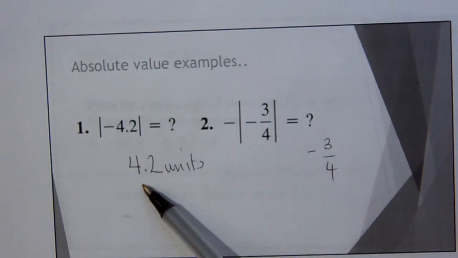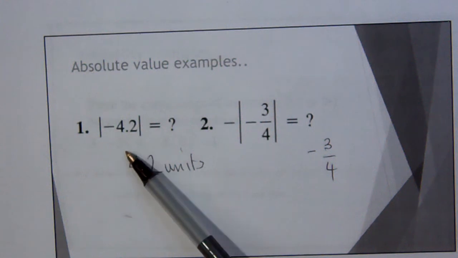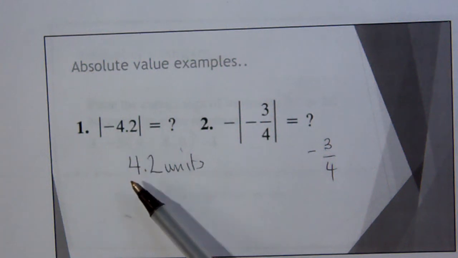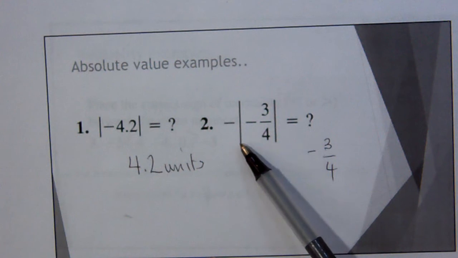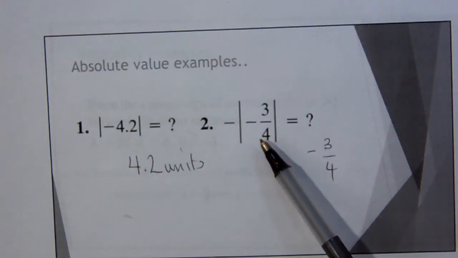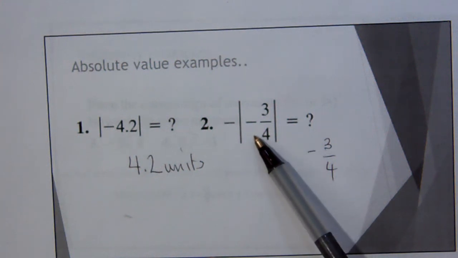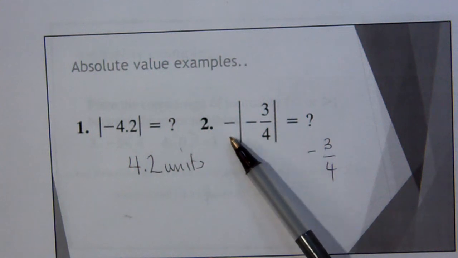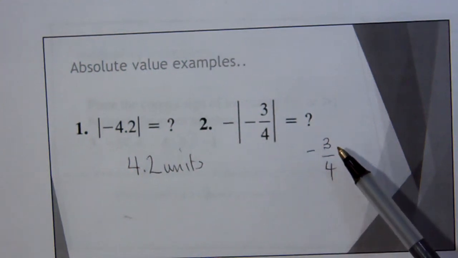A couple of absolute value examples might help. The absolute value of minus 4.2 is just 4.2 because minus 4.2 is 4.2 units from 0. Here we have to do the absolute value first. The absolute value of minus 3/4 is just 3/4, but then we take a minus times 3/4, we get negative 3/4.